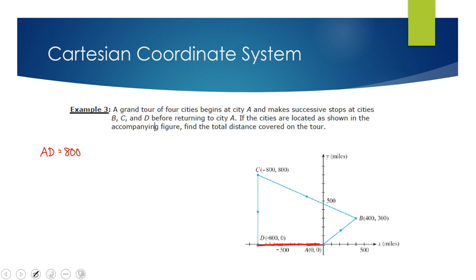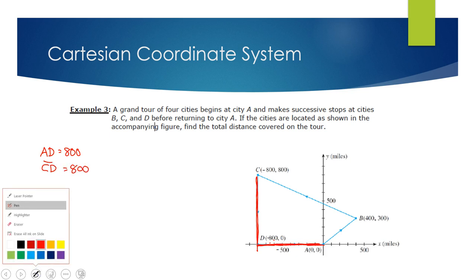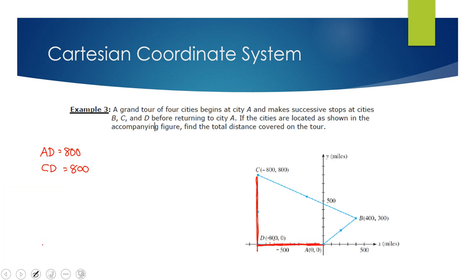The other ones, CD is another easy one, because CD is vertical. In CD, I'm going from (negative 800, 0) to (negative 800, 800), which means that CD is also 800. I really shouldn't have a line above it because I'm doing a measurement. The other ones, however, I'm going to need some work because I've got to figure out what this distance is, and what this distance is. So I'll call it D1 and D2.